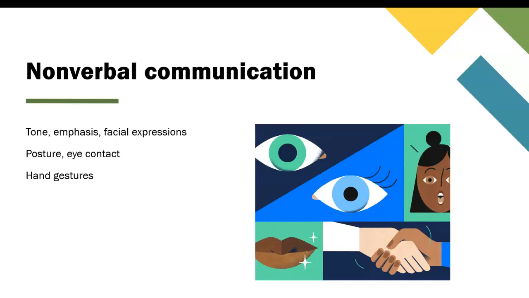Now, nonverbal is all the other ways that we communicate things to people other than the actual words that are expressed. So, tone of voice, the emphasis. You can have a sentence that is maybe 7 or 8 words long, and if you put the emphasis on a different word each time you say the sentence, see how the meaning of the sentence changes.